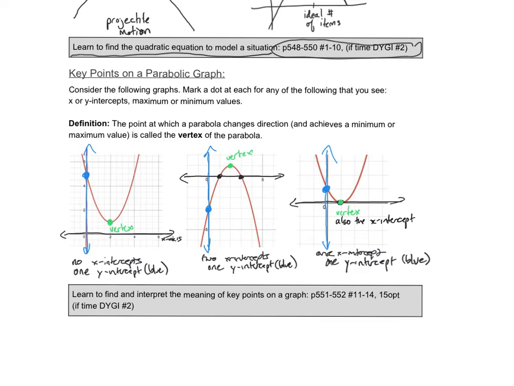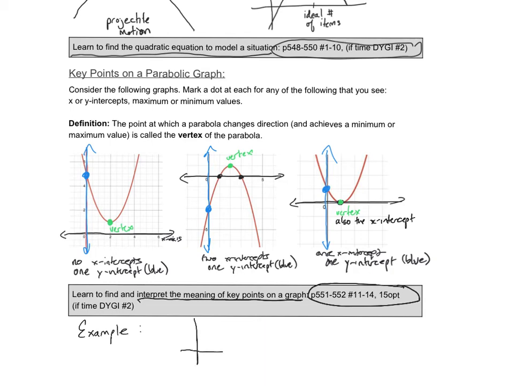So on a graph, one of the things I'd like you to be able to do is find and interpret the meaning of key points on the graph. And really taking the time to go through these parts in the book will be key, because interpreting the meaning is a really important part of what we're doing here. And the book does it so well that I do not go through it in the video. But I'd like you to take your time going through and understanding, what does the y-intercept mean for a certain situation? What does the vertex mean? And I'll give you an example when it comes to projectile motion of what we mean here.